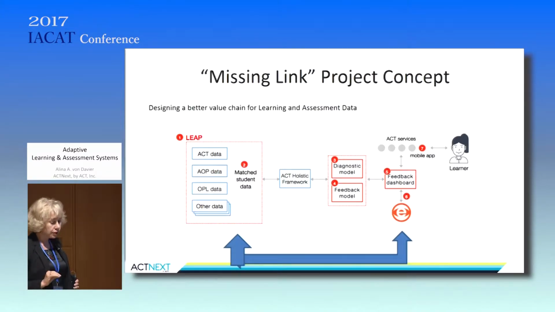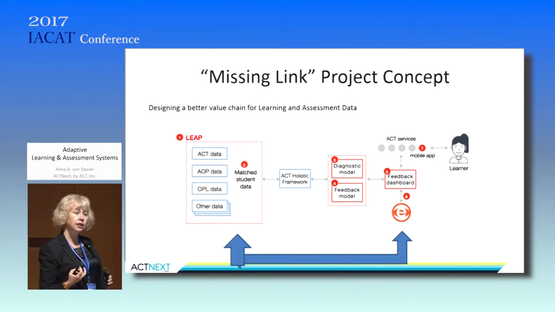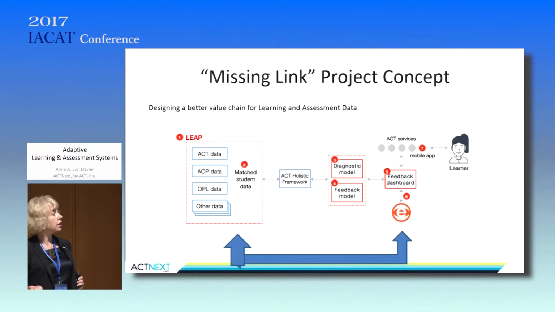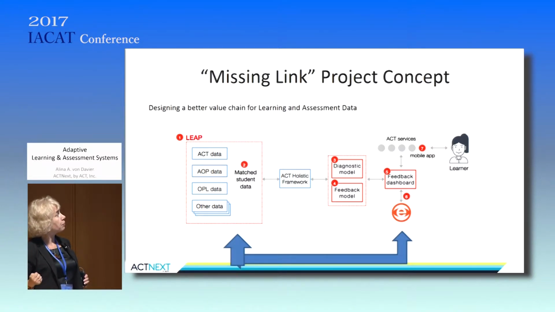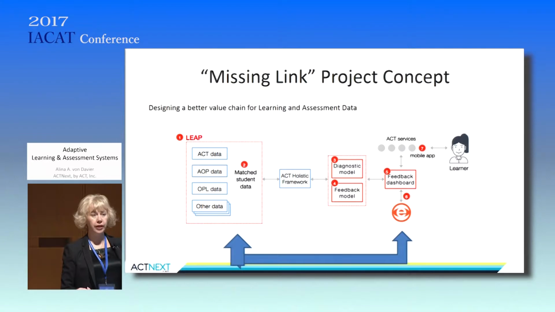So I want to, this is actually the representation of a very big project at ACT Next. And this is what is called the Missing Link project. But it has components in it that I believe are quite relevant to this audience, not only because there are adaptive elements in it, but also because it emphasizes where we need to go once we start taking advantage of the large data sets that we have.